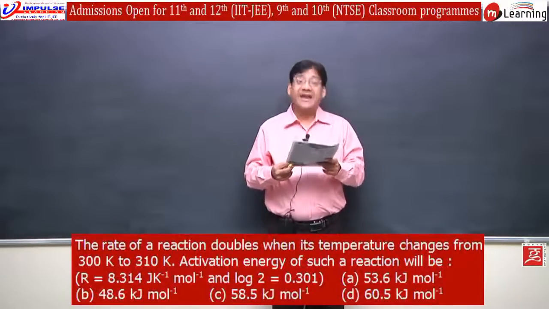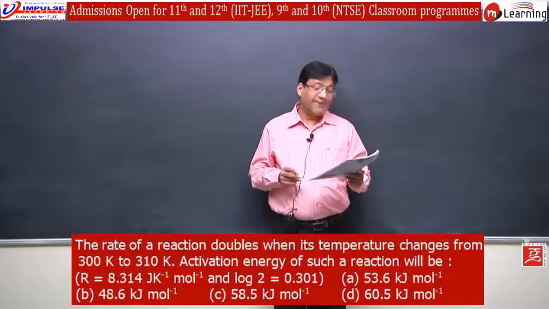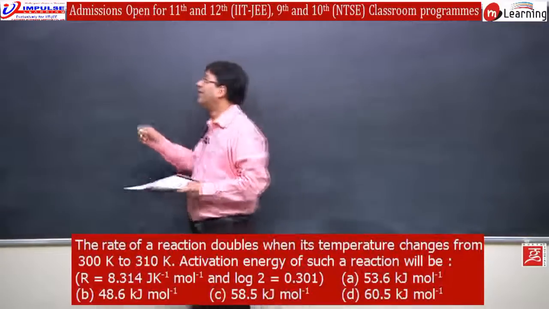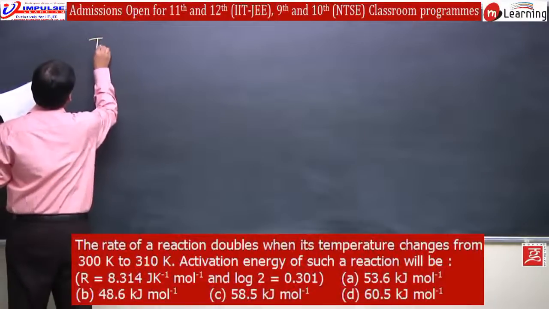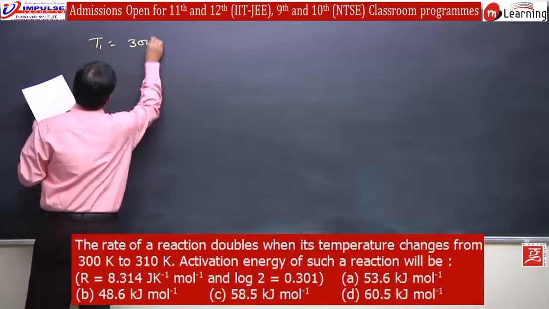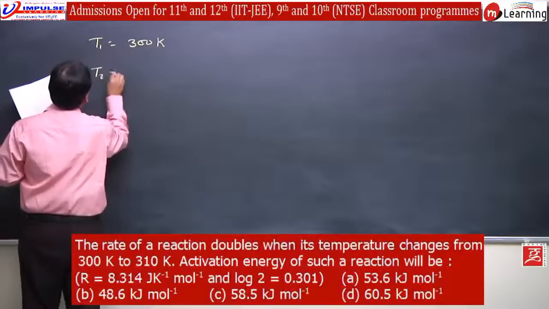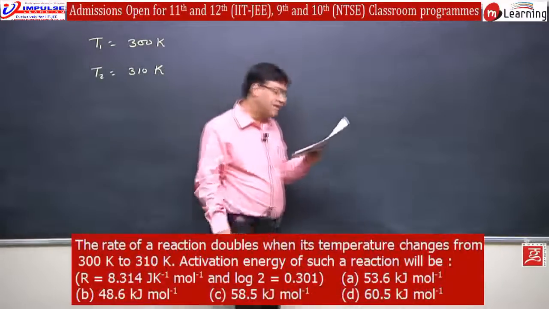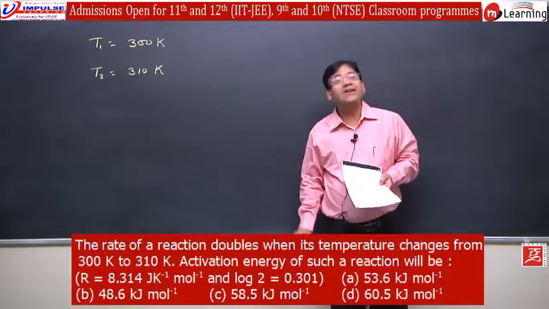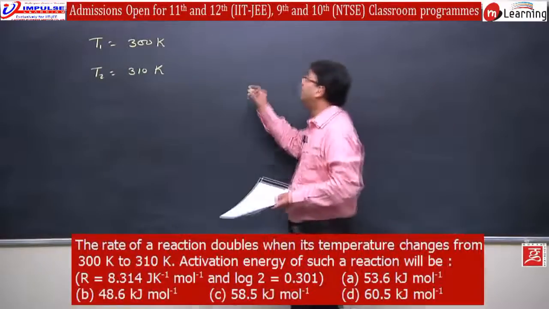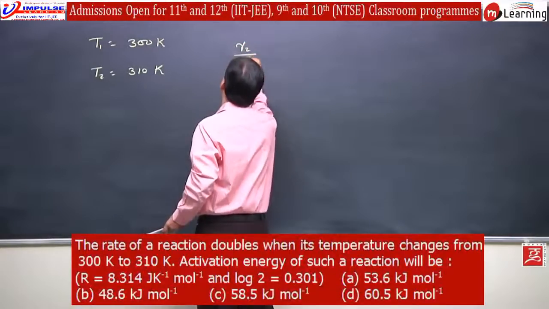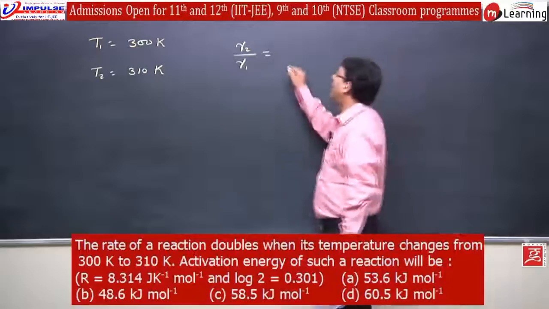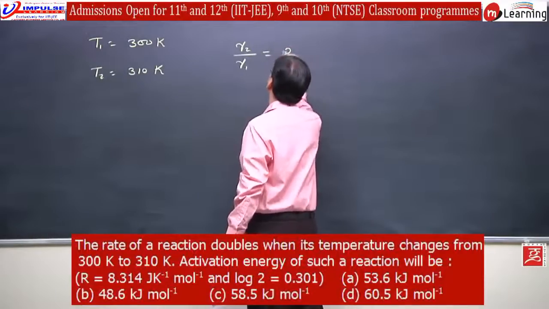The rate of reaction doubles when temperature changes from 300 Kelvin to 310 Kelvin. Initially, temperature T1 is 300 Kelvin, and final temperature T2 is 310 Kelvin. When temperature changes from 300 to 310 Kelvin, the rate of reaction gets doubled. Means the final rate R2 upon initial rate R1, R2 upon R1 is 2.